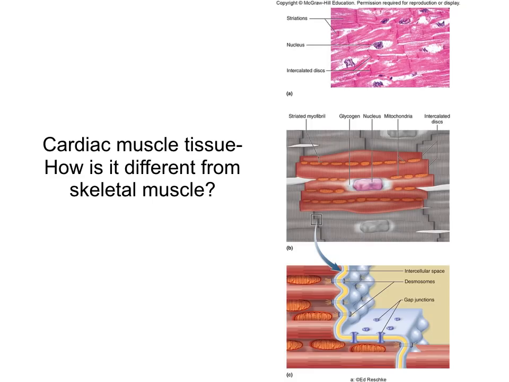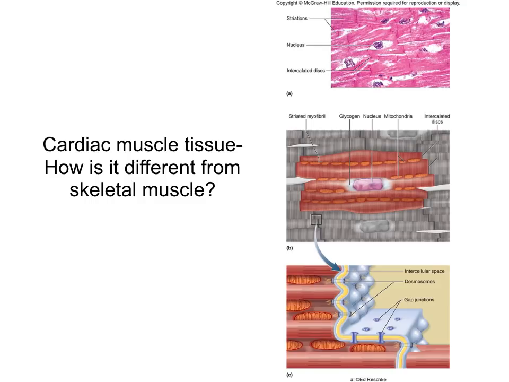So now let's talk a little bit about cardiac muscle tissue and sort of spotlight how it's different from the skeletal muscle tissue that you learned about in A&P 1. Cardiac muscle cells are short, thick, branching cells. Recall that skeletal muscle cells, or muscle fibers, were long and straight, sort of like cylinders.